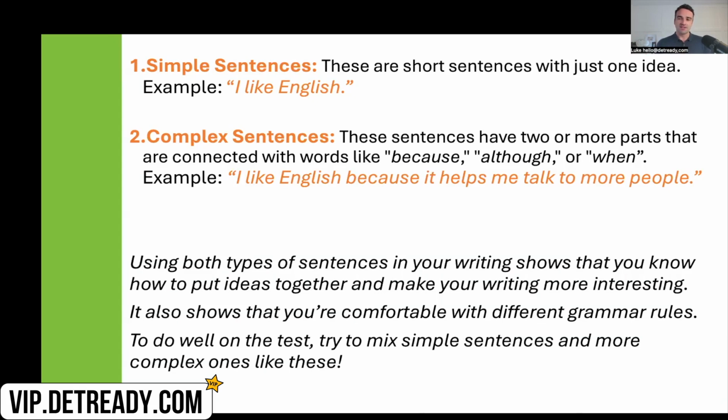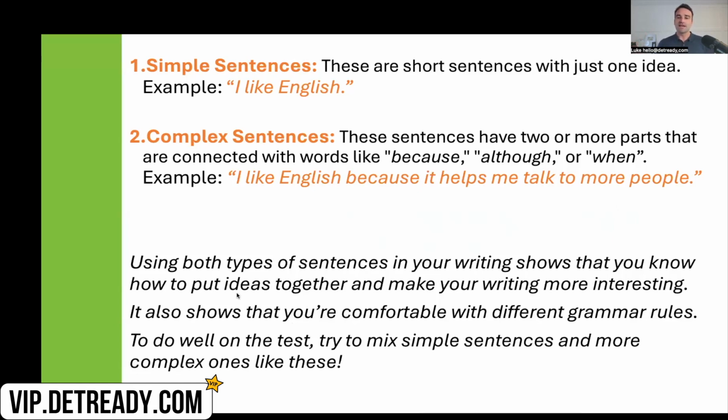A complex sentence is a bit more complicated. These sentences have two or more, could be three or four, parts or ideas that are connected. And we use words like because, although, or when to connect these ideas. For example, I like English because it helps me talk to more people. That is a complex sentence, even though this is quite an easy one. It is considered a complex sentence because it has two parts to it. I like English. It helps me talk to more people, right?